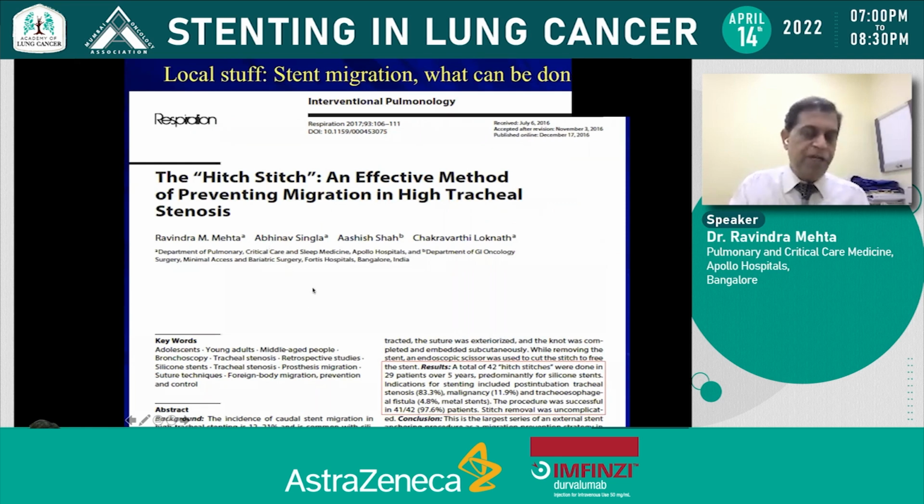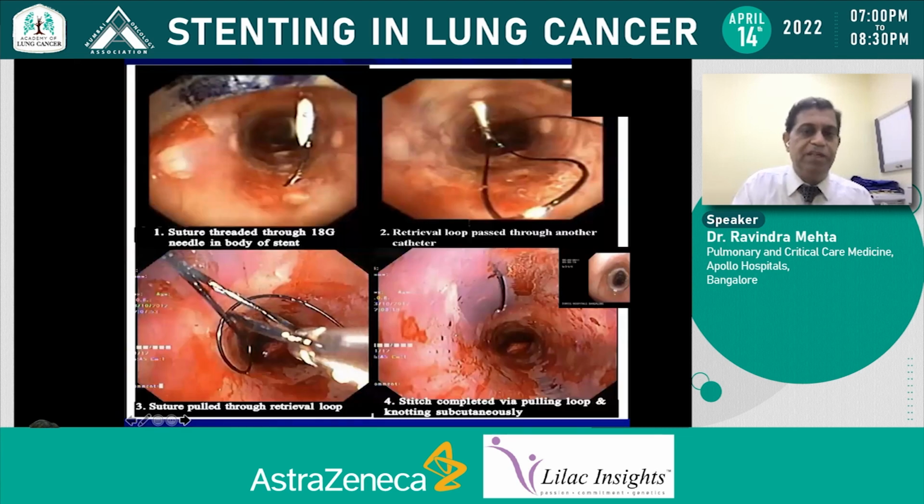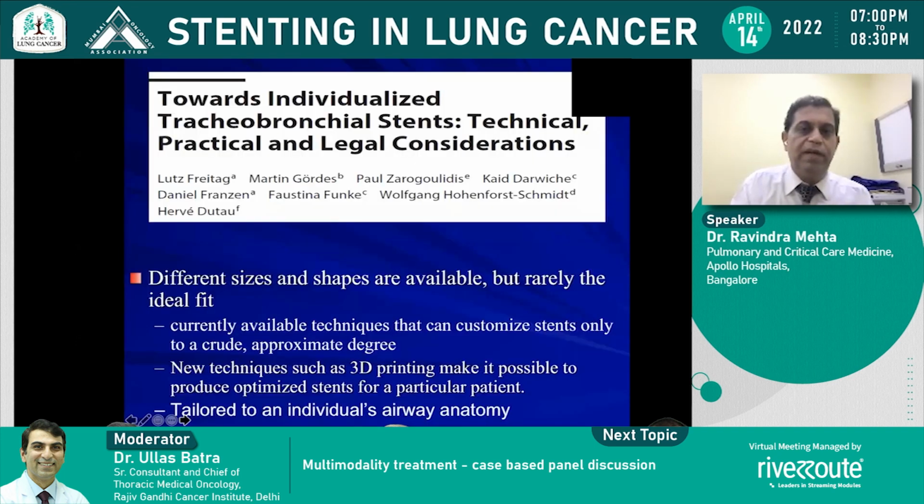What about migration? We had a particular paper where we showed that you can actually do a percutaneous stitch to prevent migration and mitigate the complications, especially in these oncology patients where we don't want them to go through repeat procedures. It's a simple stitch with a subcutaneous closure, so it does not leave a major outside button or a disfigurement. It has been an innovation which we have put out there in worldwide literature.